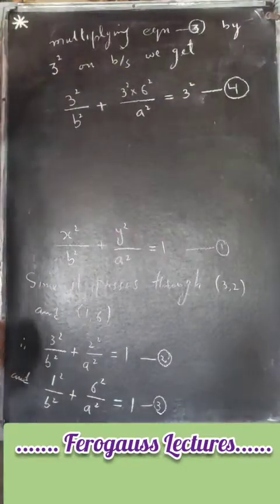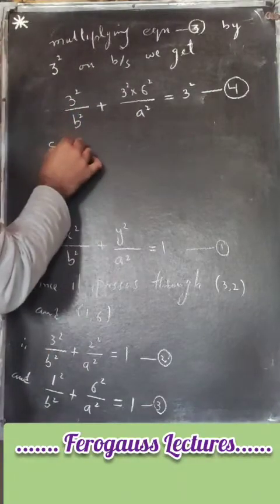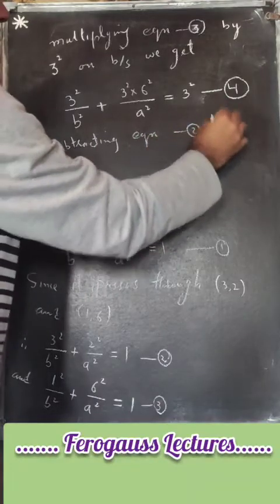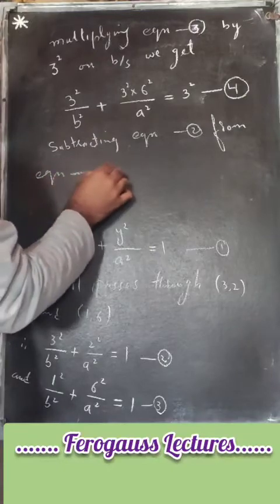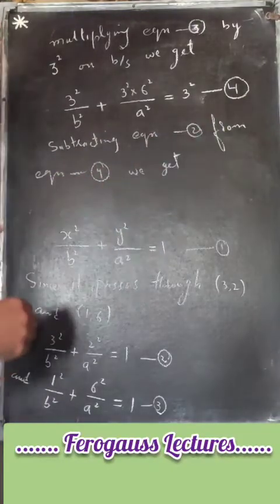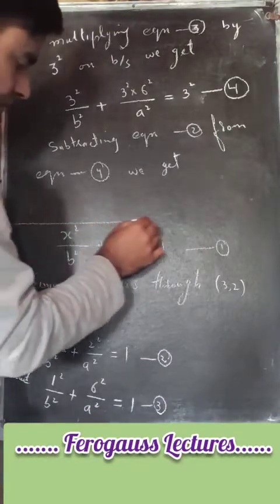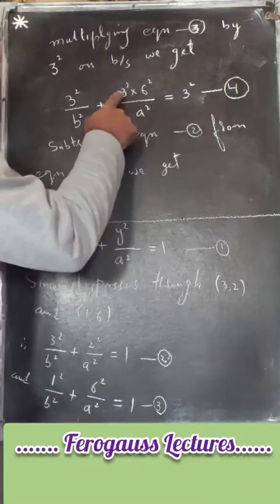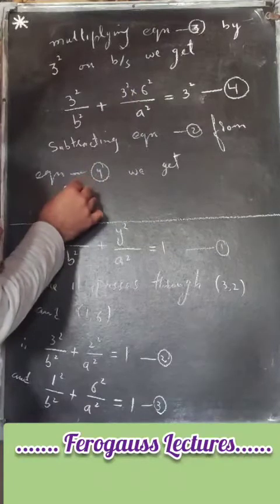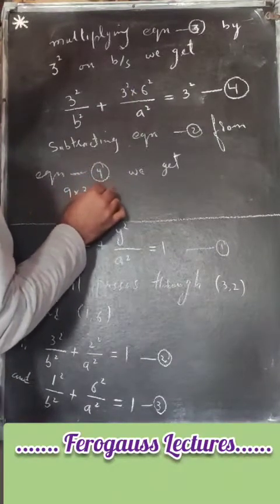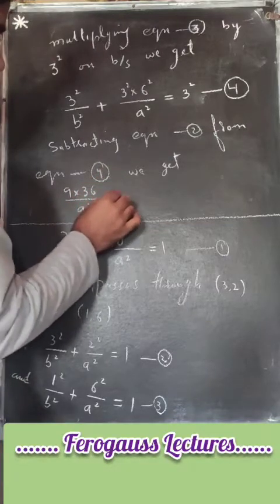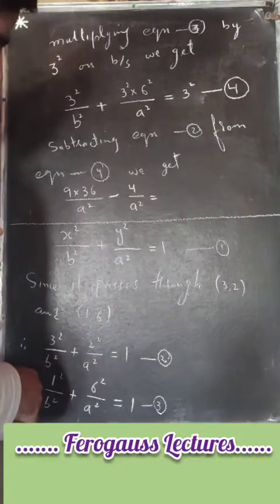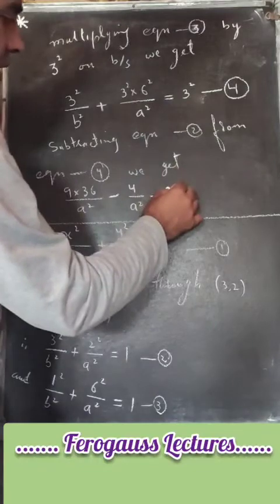Now subtracting equation second from equation fourth, we get 3 square by b square minus 3 square by b square, which cancels. 3 square is 9 and 6 square is 36. So it is 9 into 36 divided by a square, minus 2 square, that is 4, divided by a square, equal to 3 square, that is 9, minus 1.